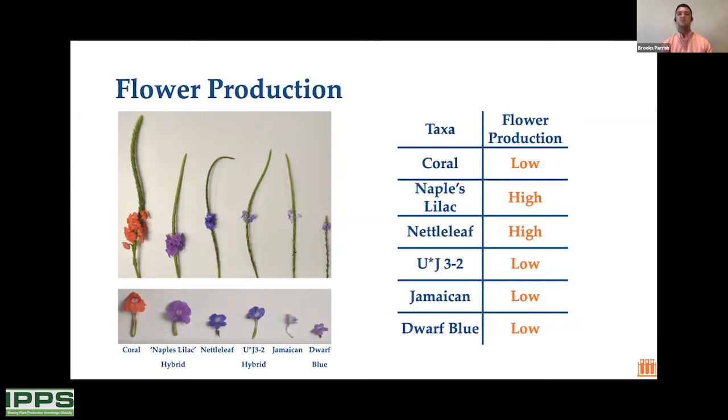So we identified two characteristics so far that are important breeding traits and can also be helpful in identification of these selections in the wild: growth habit and flower production. Of particular interest, we want to be able to identify this hybrid between nettle leaf and Jamaican porterweed. We want to identify the hybrid as well as the nettle leaf parent, so that we can identify those in the wild and remove them from our ecosystems.